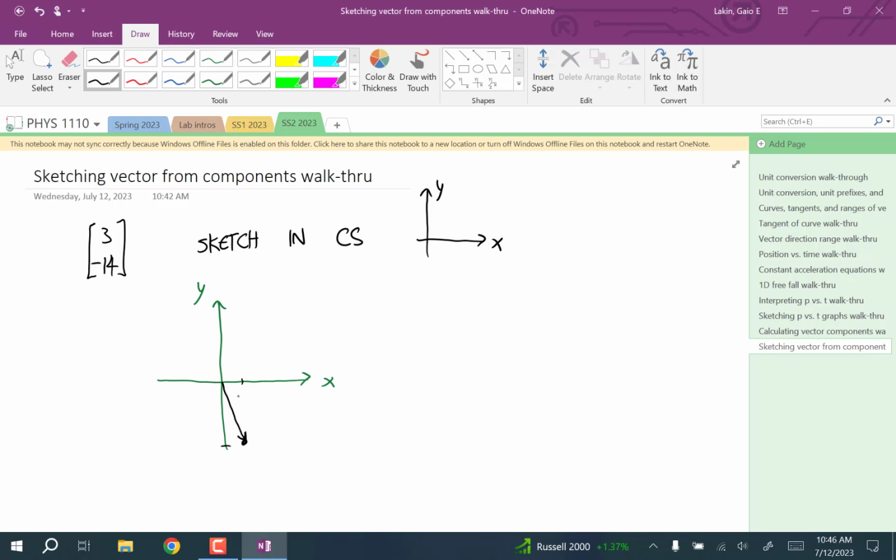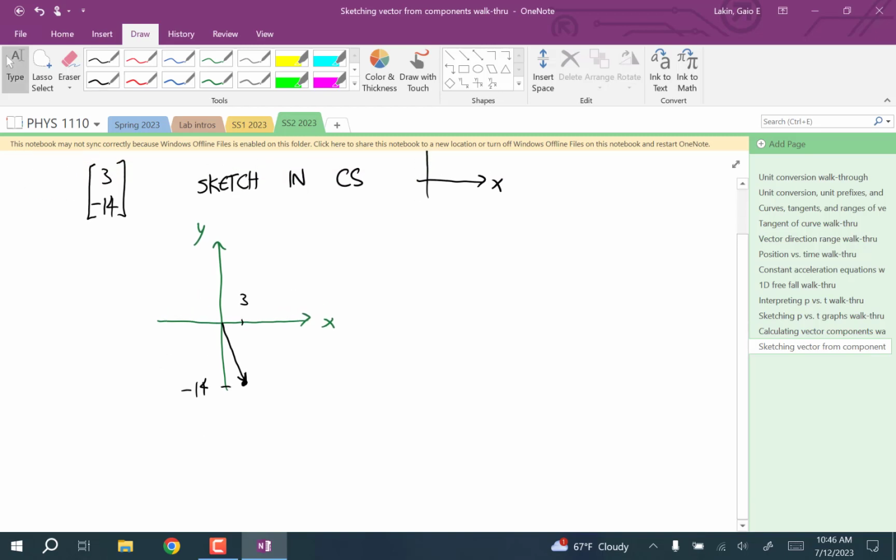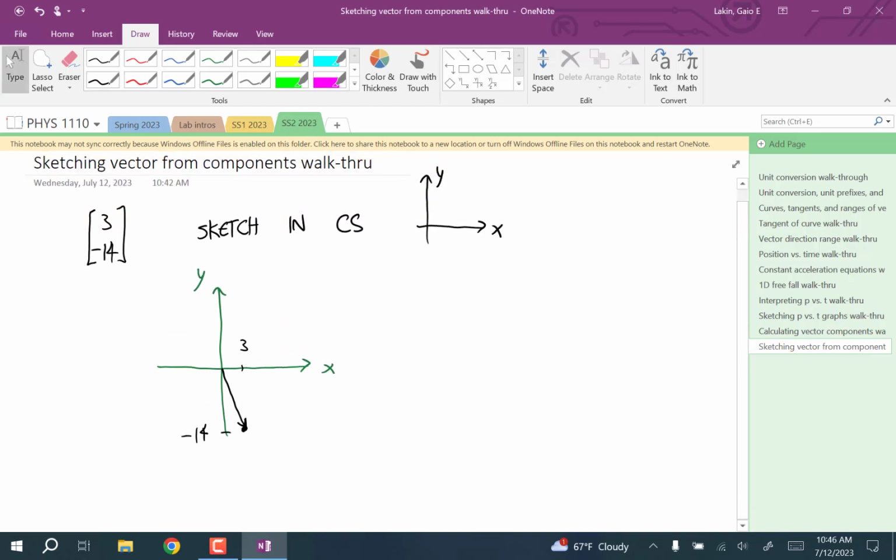And then at this point you could draw that vector anywhere. All these components tell you is the direction and the magnitude of that vector. So that's the point 3 in the x direction, -14. You also, there's no reason that this has to be sketched in this coordinate system.